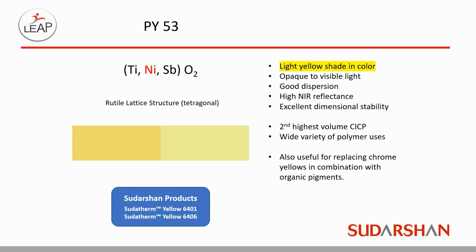TiO2 tends to blue up color quite a bit. So maybe replacing the TiO2 with the pigment yellow 53 allows for that yellowness to be maintained. Today we have one product on the market, the 6406. In a couple of months, we will have our second product to fill that color space.